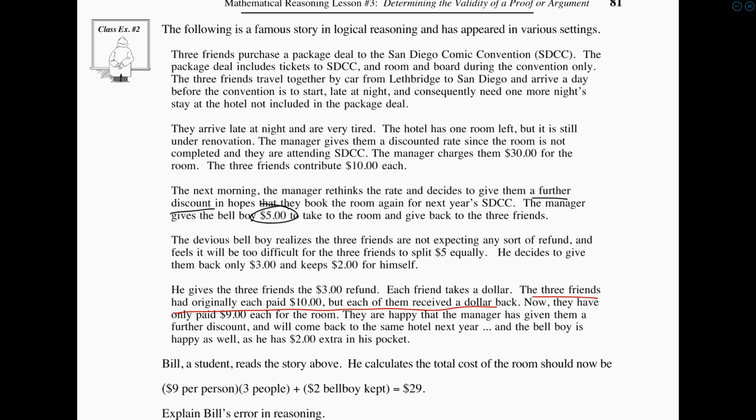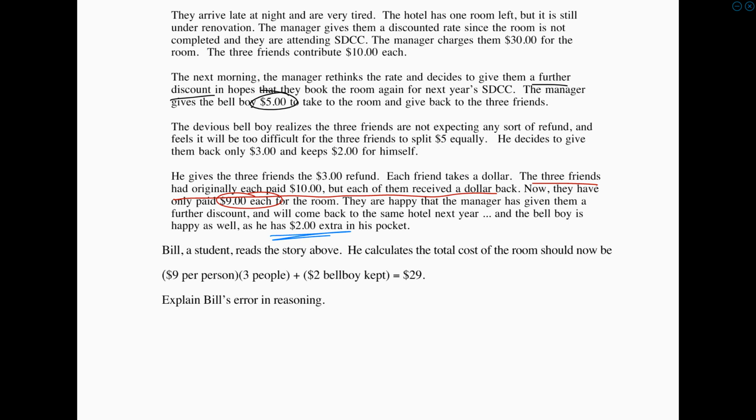Now they've only paid $9 each. So far we seem good, right? They're happy the manager's giving them a further discount. They'll come back to the same hotel next year. And the bellboy is happy. He has $2 extra in his pocket. So Bill is thinking about this. He calculates the total cost. He sees that $9 per person times 3 people, plus the $2 the bellboy kept is $29. But didn't they pay $30?